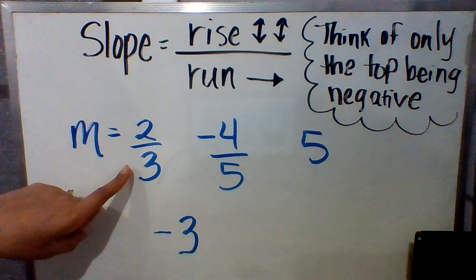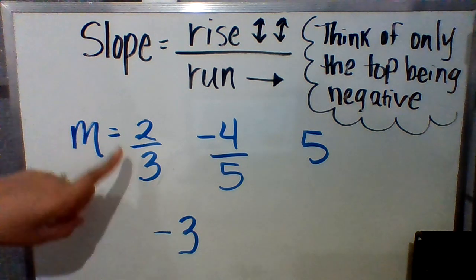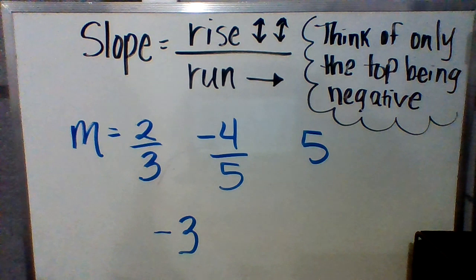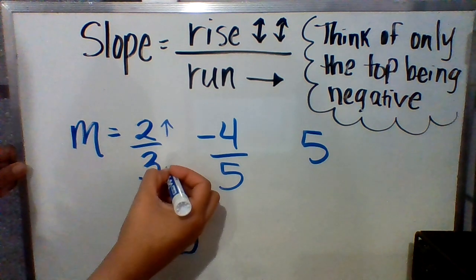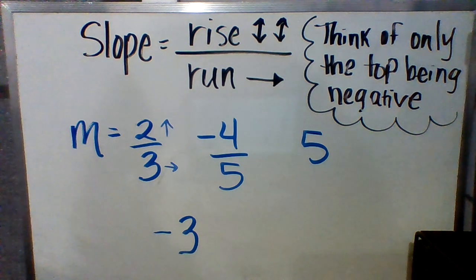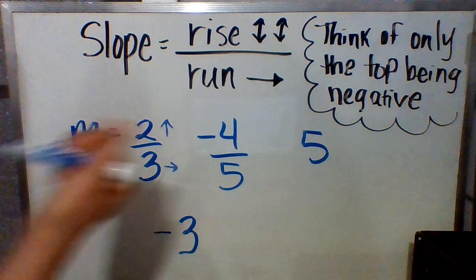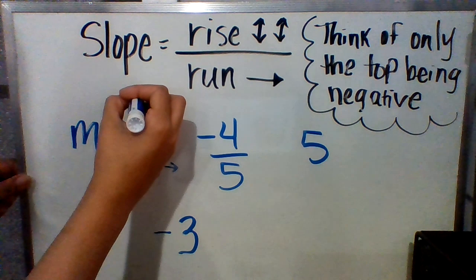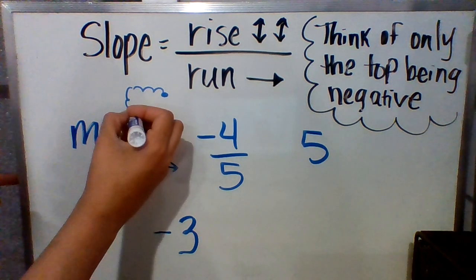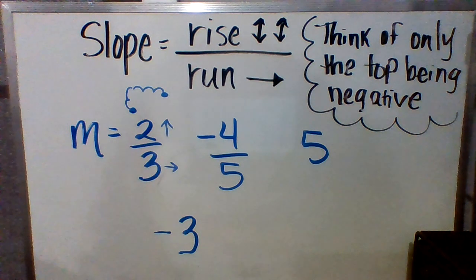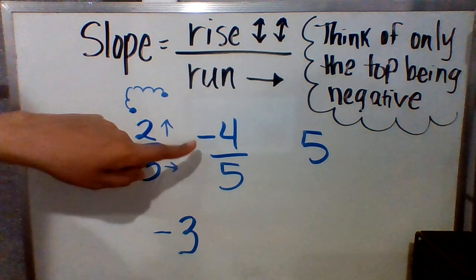The first slope we have here is 2/3. This is number 1. Please make sure you copy this down. This slope is telling you to go up 2 and over 3, 3 to the right. So if I were graphing this, I would move up 2 and then over 3. That's how that slope is telling me to move because it's positive.